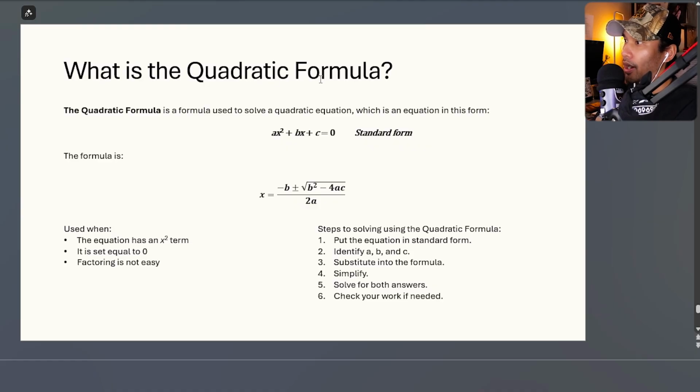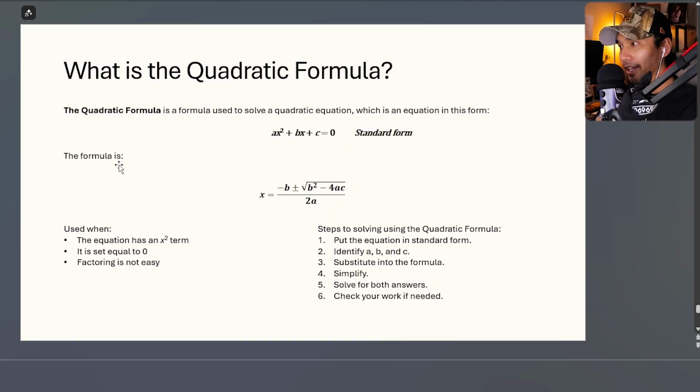What is the quadratic formula? The quadratic formula is a formula used to solve a quadratic equation, which is an equation in standard form: ax squared plus bx plus c equaling 0. In my past videos, I didn't put equaling 0 because we were just factoring an expression. Now we will be solving the equation, and when we do that, we have to put the equation equaling 0.